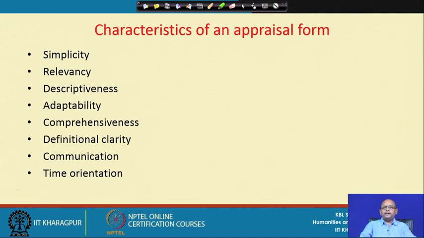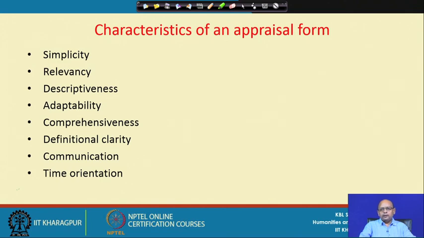Then make sure that it is comprehensive. What I mean to say here by comprehensiveness is that it includes all aspects of performance, okay. And that is why, you remember the example that I just gave, you are going to include behavioral as well as result both.